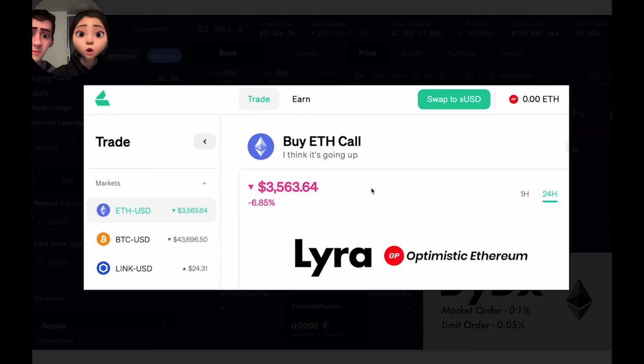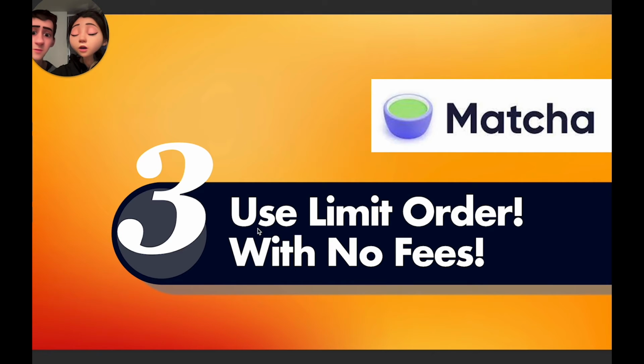You see, it's quite similar. You're able to earn rewards, and then you can trade these pairs, say Ethereum, Bitcoin, Chainlink. There are more options on DYDX, and personally I prefer DYDX. The third option you can use is limit order for free, and the platform I will demonstrate today is Matcha.